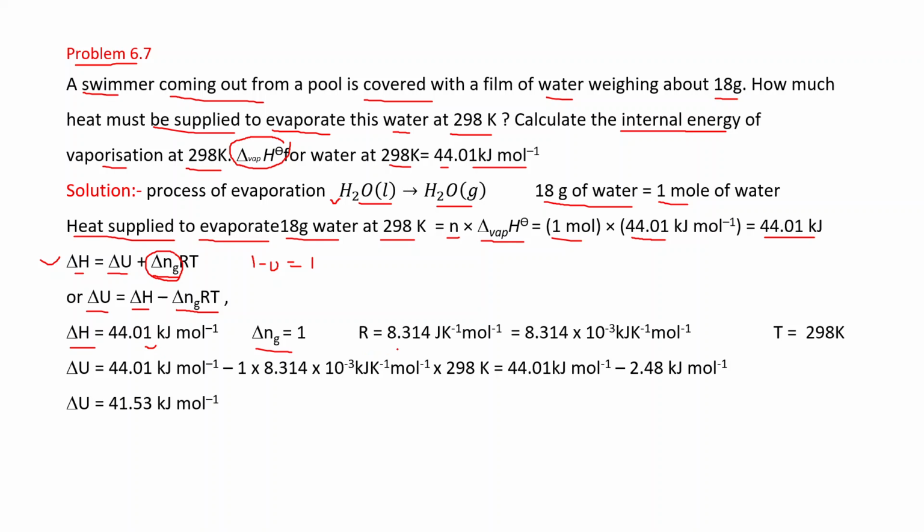Delta n_g is 1, R is 8.314 joule per Kelvin per mole. But when delta H is in kilojoule, we will also convert this into kilojoule, and that is 8.314 into 10 to the power minus 3 kilojoule per Kelvin per mole, and temperature is 298 Kelvin. Put the value: delta U is equal to 44.01 kilojoule per mole minus 1 into 8.314 into 10 to the power minus 3 kilojoule per Kelvin per mole into 298 Kelvin. If you solve it, we will get the final answer: delta U is equal to 41.53 kilojoule per mole.